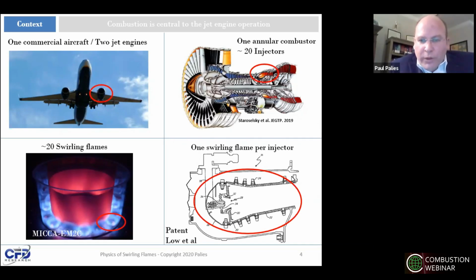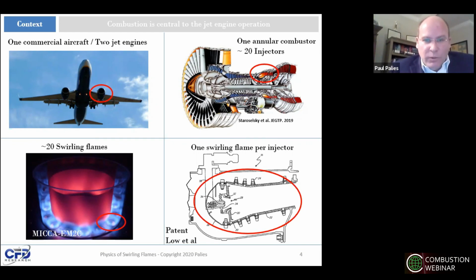On the bottom right, this is a cut plane through such an annular combustor, and you see the fuel injector, along with the swirler inducing the swirling flow and where the combustion occurs.